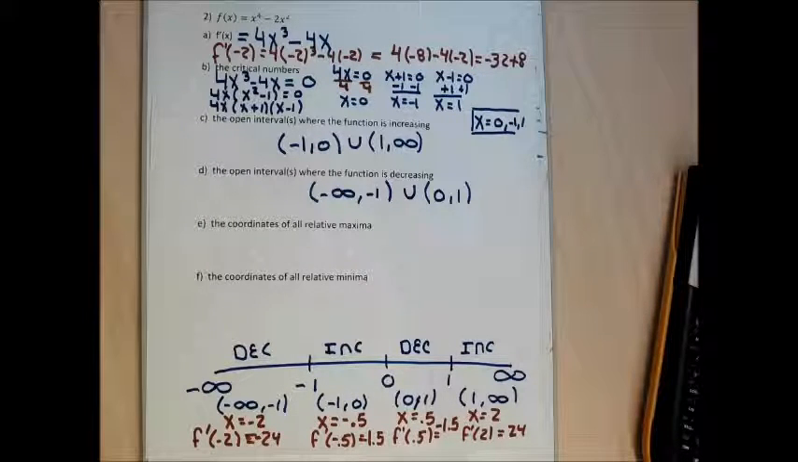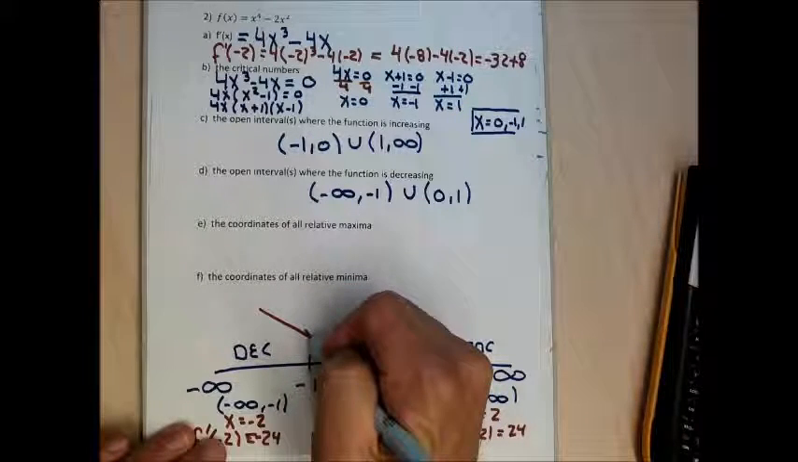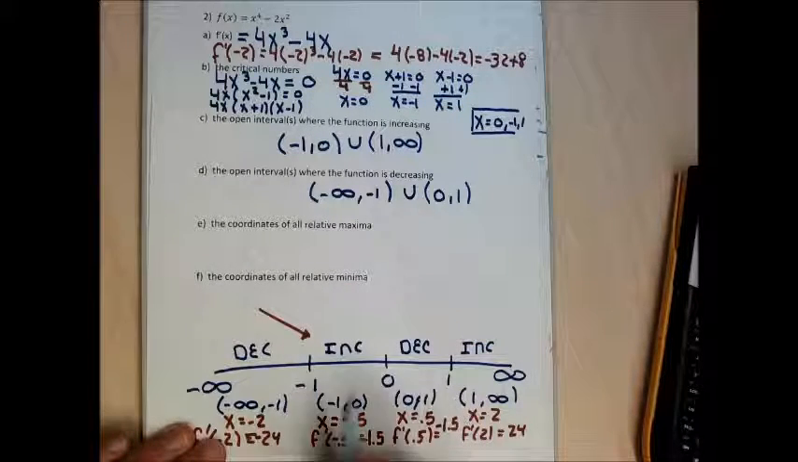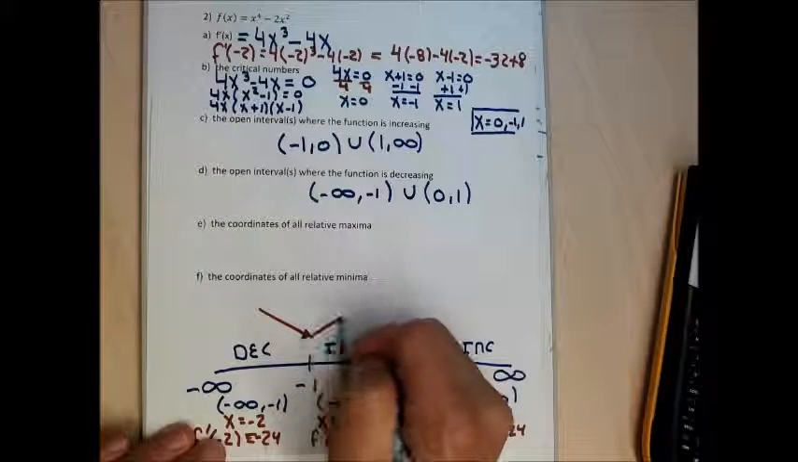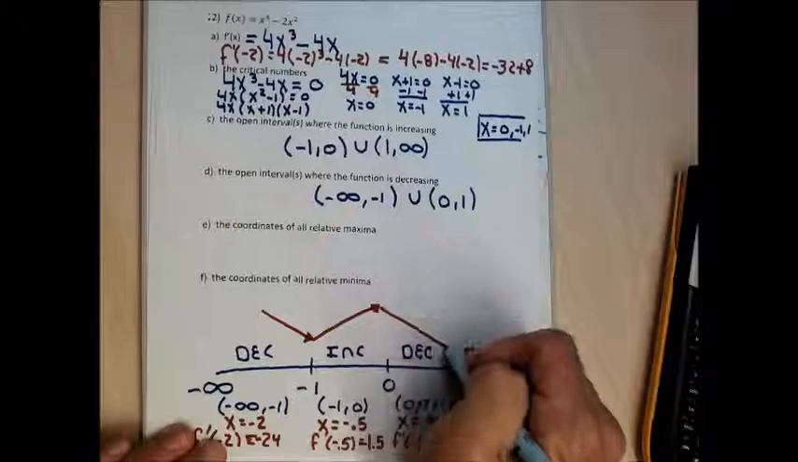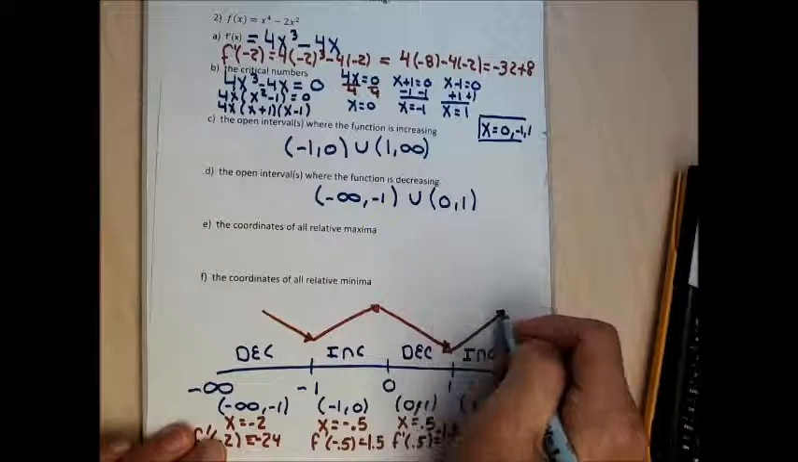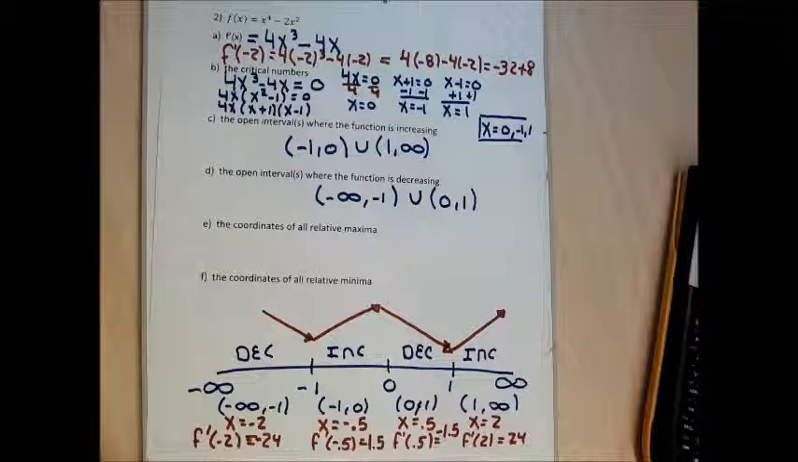And I'm going to do this by making little arrows. The first interval is increasing. I'm going to make an increasing arrow. The middle second interval is increasing. I'm going to make an increasing arrow. The third interval is decreasing. I'm going to write a decreasing arrow. And the last interval is increasing. I'm going to write an increasing arrow.